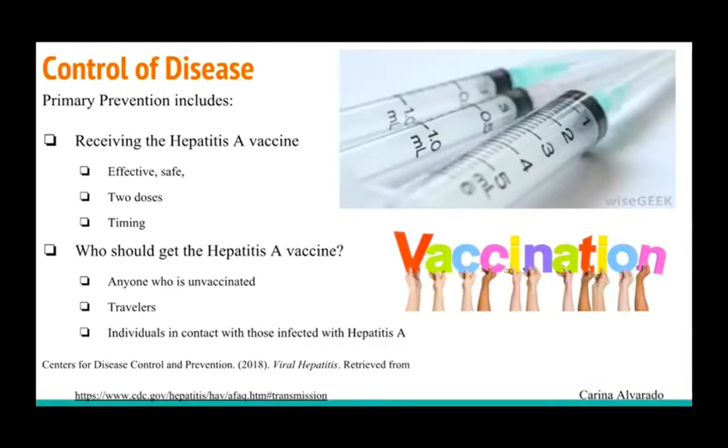Now, who should get the vaccine for hepatitis A? Basically, anyone who is unvaccinated because they are susceptible to getting hepatitis A. Travelers, especially those traveling to areas where hepatitis A is very common and where there are high hepatitis rates. All individuals who have come in contact with the virus, to reduce the chances of acquiring hepatitis A as well.